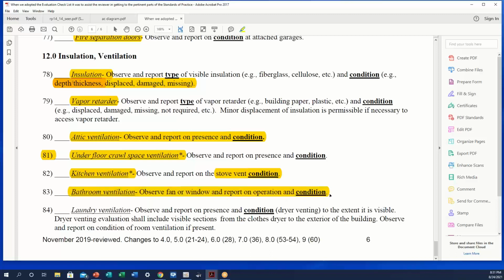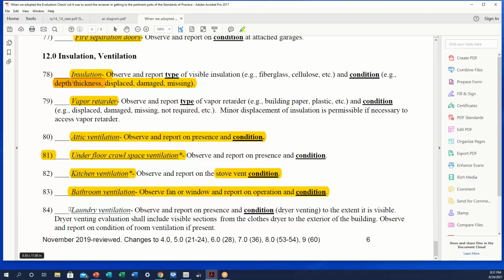That's weird, but that's always been a rule. I have to have bathroom ventilation. Observe fan or window. So that has to be on your report. Fan or window. We used to say there's a fan or there's a window. Now we just say there's a fan or window is required. We move on. And then we say the window does open if needed.